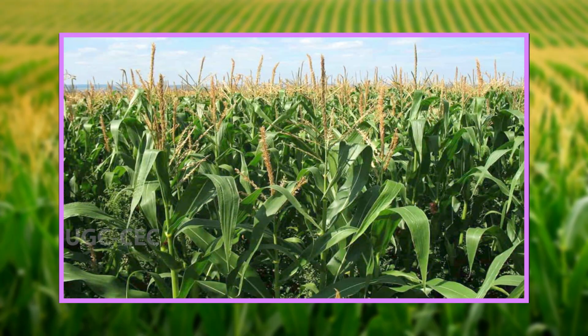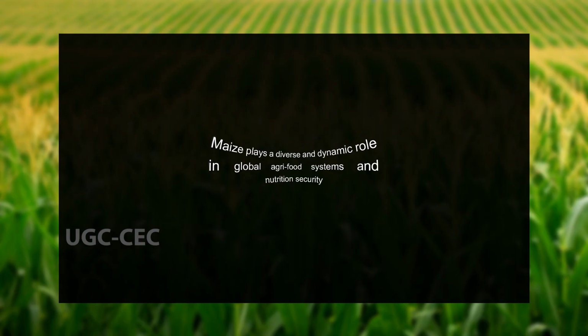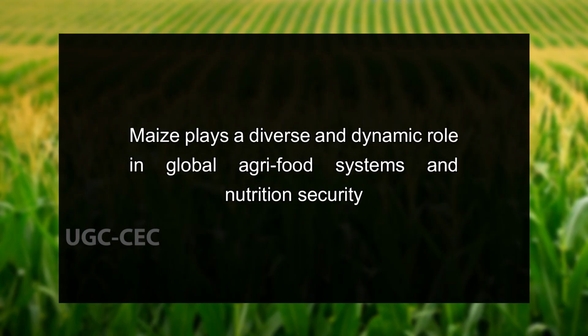Compared to wheat and rice, maize is a more versatile multi-purpose crop. In the developing economies, it's primarily used as a livestock feed crop with a varied role as an industrial and energy crop. With economic development, including income growth and urbanization, the consumption of animal source food is accelerating and propelling the demand of maize as feed. Maize thereby plays a diverse and dynamic role in global agri-food systems and nutrition security.